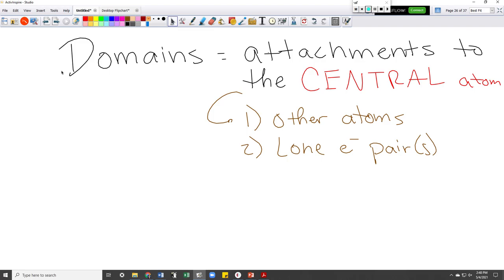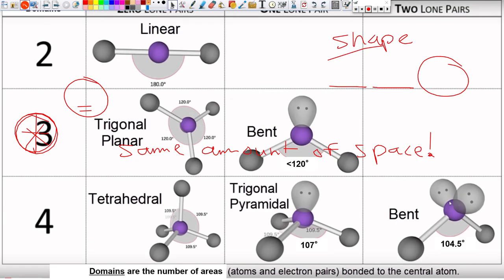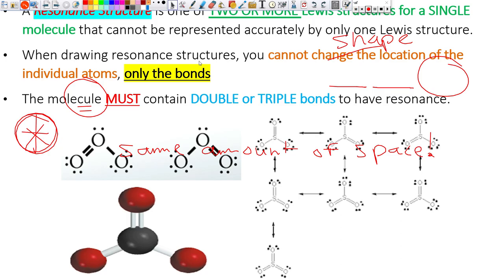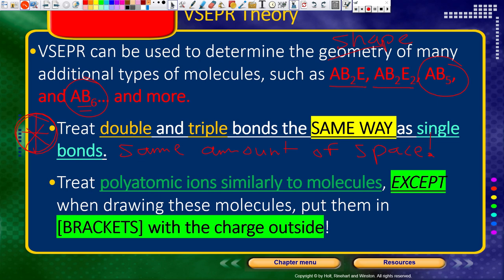So again, a domain is the attachment area to the central atom, and it can only be two things. It can be another atom, or it can be a lone pair or pairs of. Okay? Knew there was something I forgot. Last two slides. Wait, you said last what? Last two slides. Wait, what was the number one? The other atom. Yes, ma'am.